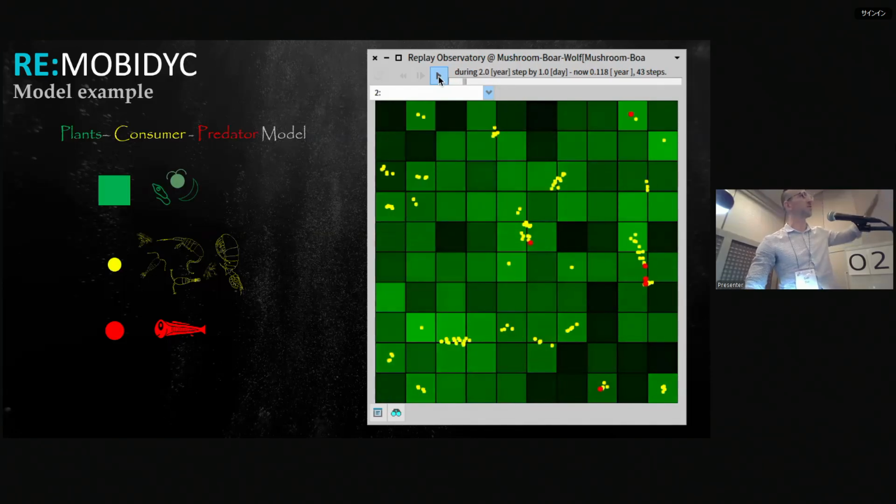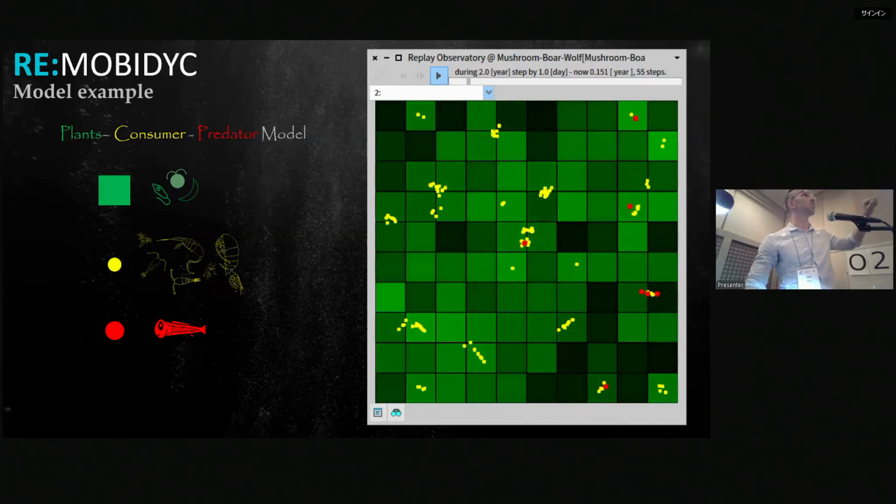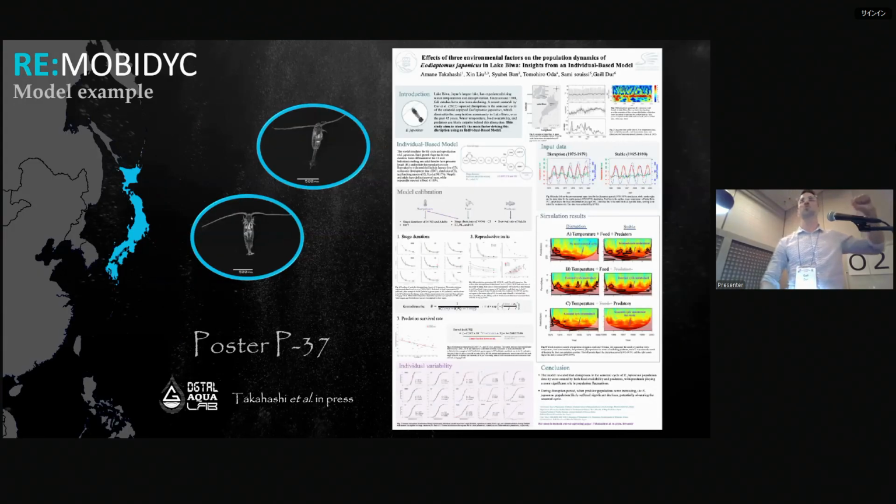An example of the type of model that you can create, with phytoplankton, copepod, and fish larvae. This is theoretical. And for a more practical approach, I invite you to go have a look at poster P37 of my student. She developed a model of Eodiaptomus japonicus in Lake Biwa to try to clarify why these copepods have had this seasonal cycle disrupted for many years.